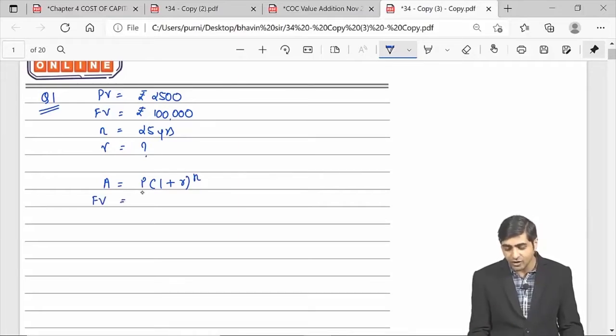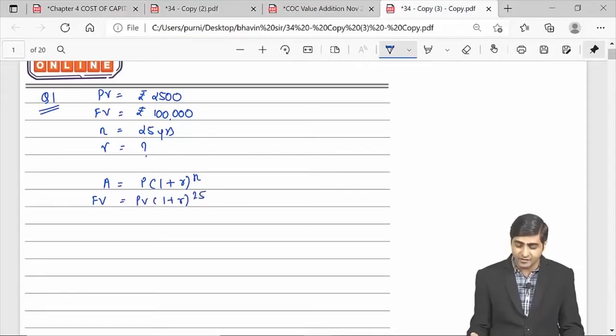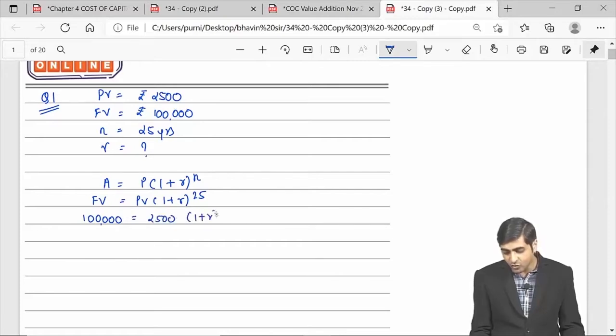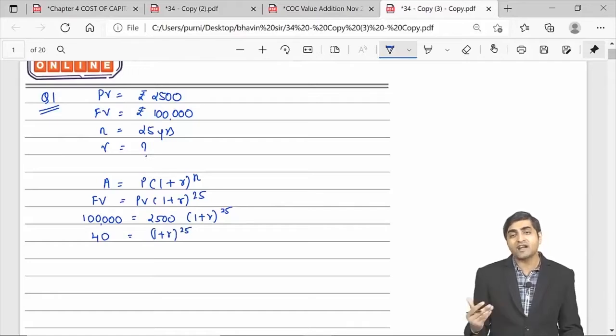So future value is equal to P, your principal or present value, into (1 plus r) raised to the power n, which is nothing but 25 years. Your future value is nothing but 1 lakh rupees. Your present value of the bond is 2500 into (1 plus r) raised to the power 25. So this will give you 40 is equal to (1 plus r) raised to the power 25. Now with the help of the trial and error method, we will find out at which rate, raised to the power 25, gives you 40.